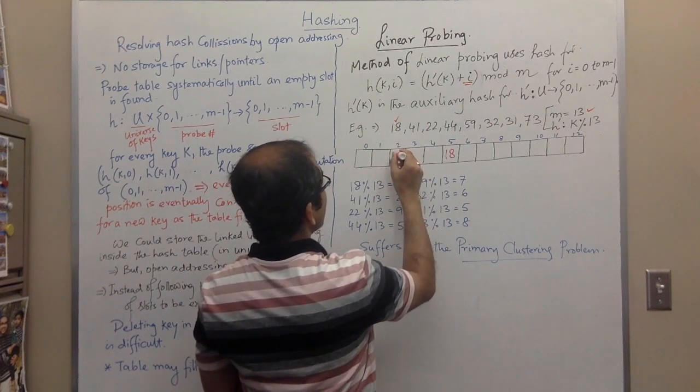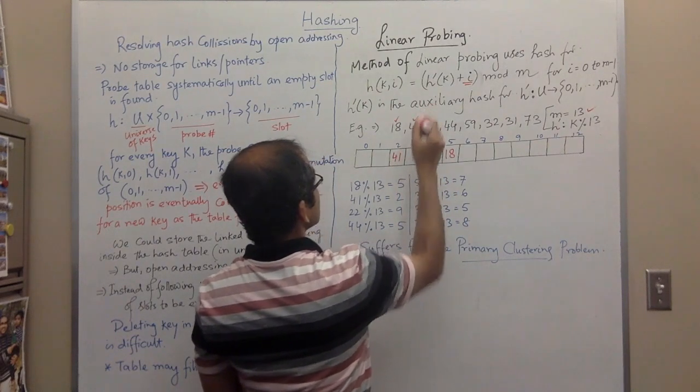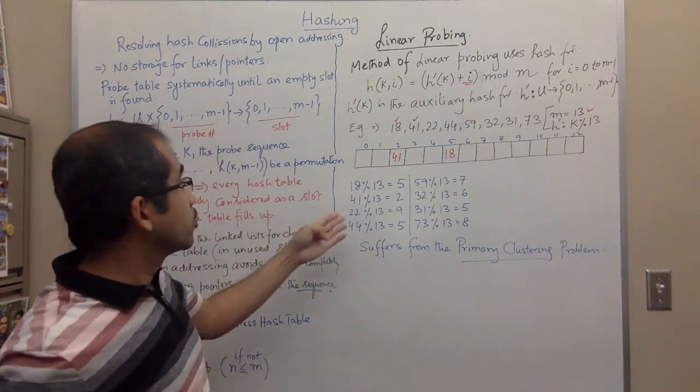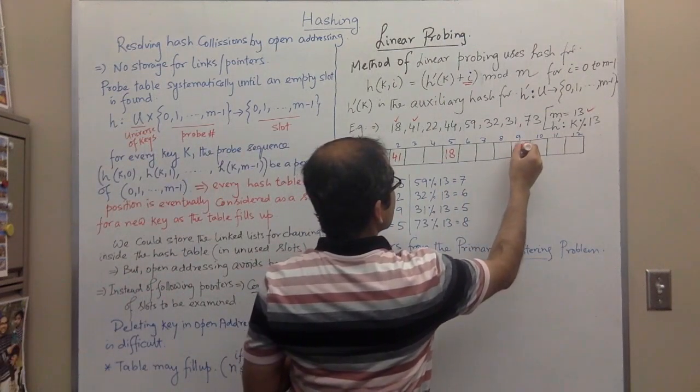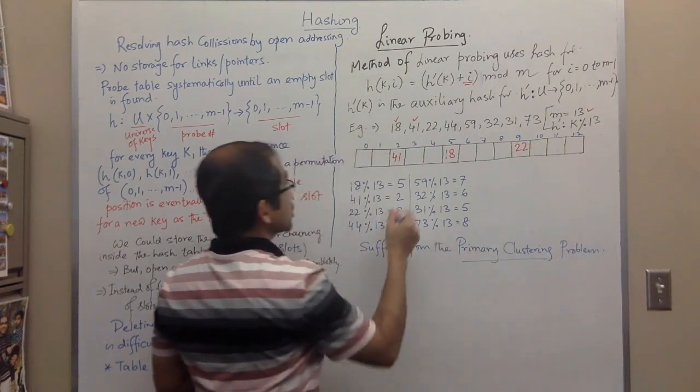So we write 41 here, okay? So this is done. Then comes 22. 22 modulo 13 is 9. So it will go to position 9. Okay, so this is done.